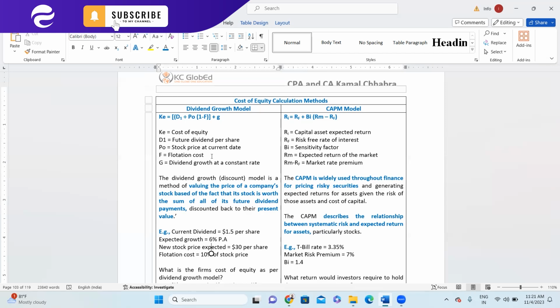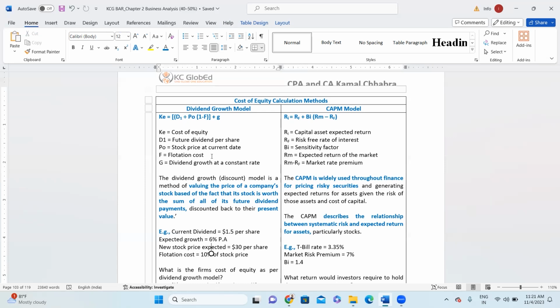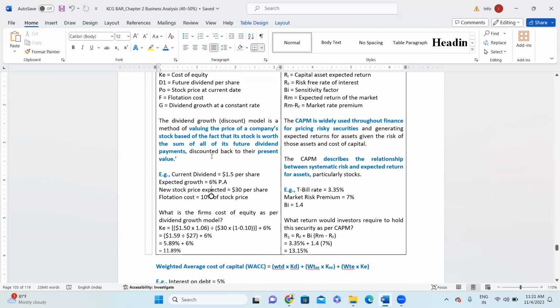So most of the time you will see the CAPM method being used. So you need to remember this formula. This formula is very important. Just note it down or mark it somewhere in your notes. Both of these formulas are very important, and it's 100% sure you'll get at least one question on these two, the dividend growth model or the CAPM model, in your examination, right? So the CAPM describes the relationship between systematic risk and expected rate of return on an asset, right?